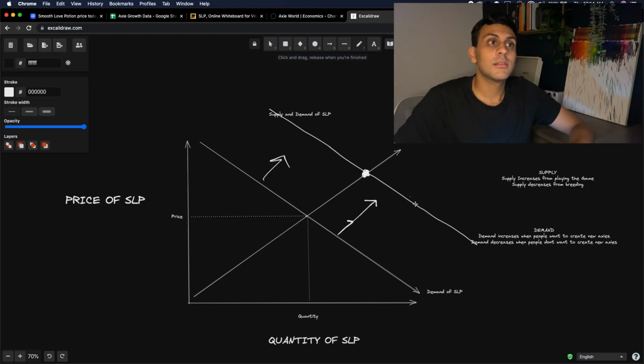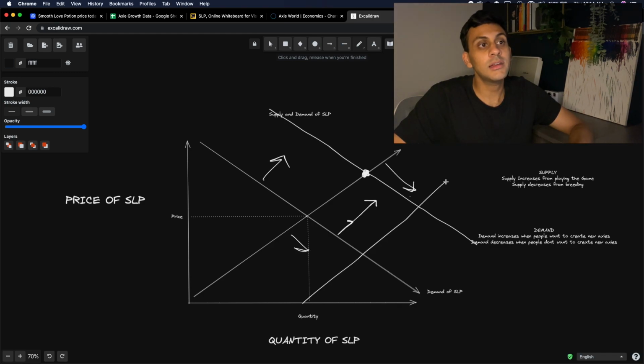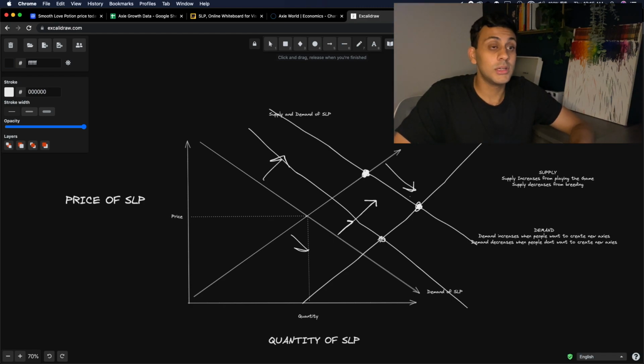And then as players create more SLP and the growth normalizes, the supply of SLP would actually move this way, and the new SLP chart would be here, and then you'd actually have demand decreasing again. So you'd have the equilibrium price here. However, then demand would normalize and it would move this way, and you would actually have a new equilibrium price here. So it would actually cause the SLP prices to be depressed depending on the movements of the supply and demand.